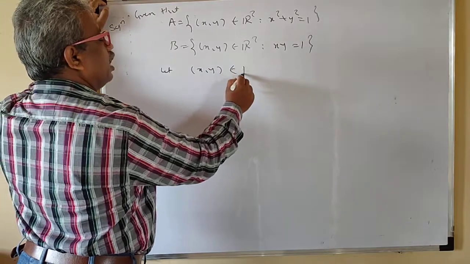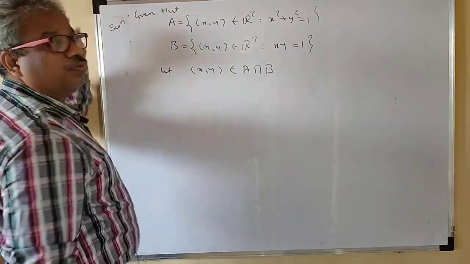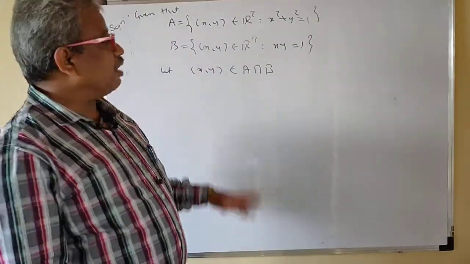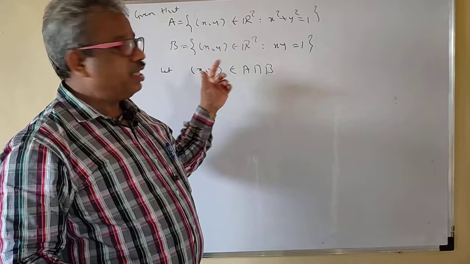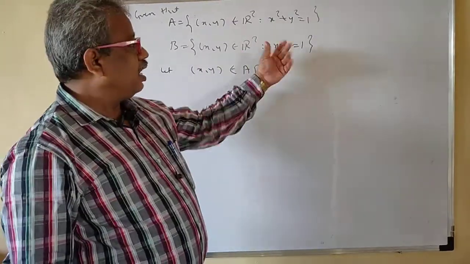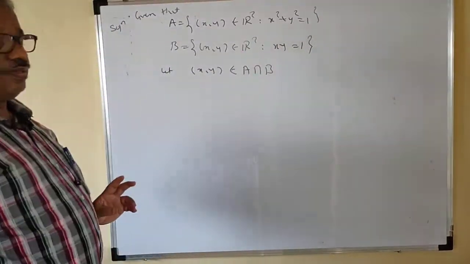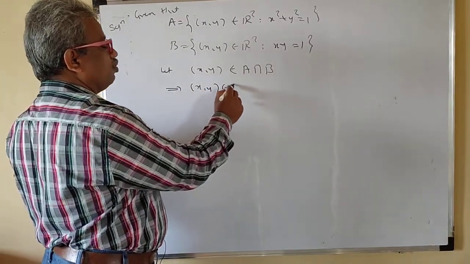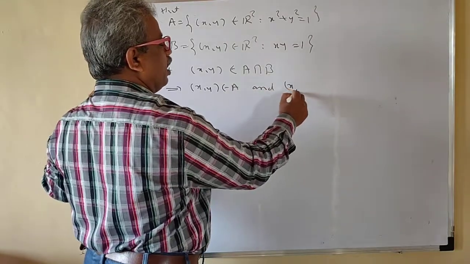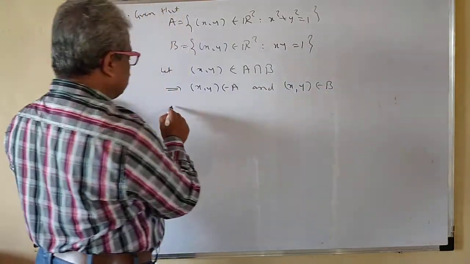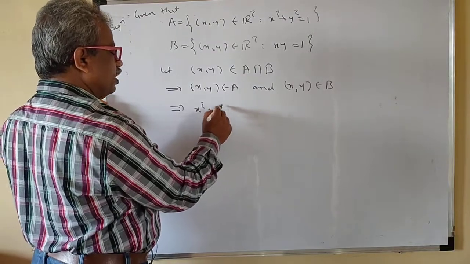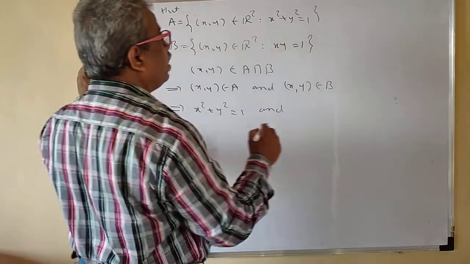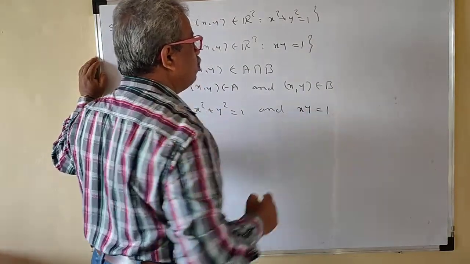Okay, so let (x, y) belong to A intersection B. What we have to prove? A intersection B is empty, right? That means there does not exist a point (x, y) such that x square plus y square is equal to 1 and xy is equal to 1. So this implies that (x, y) belongs to A and (x, y) belongs to B. That is, x square plus y square is equal to 1 and xy is equal to 1.